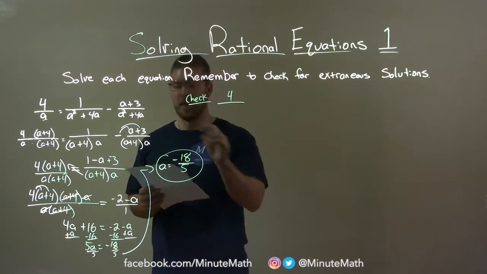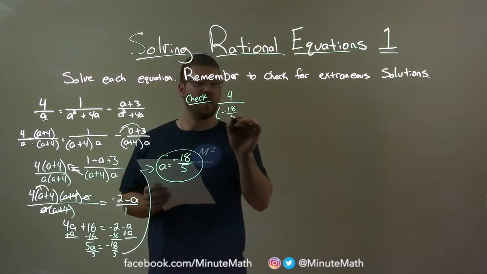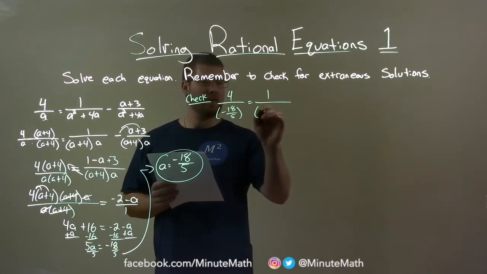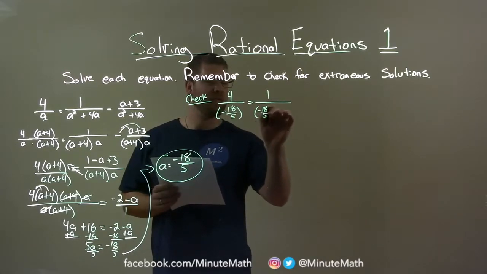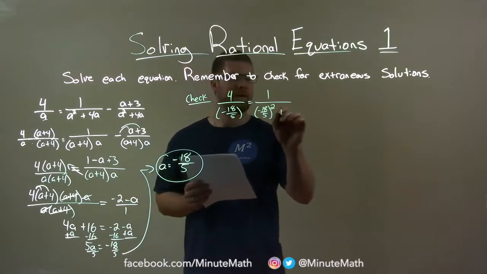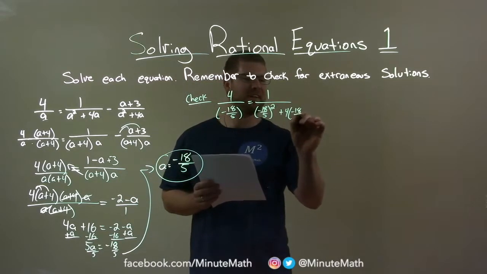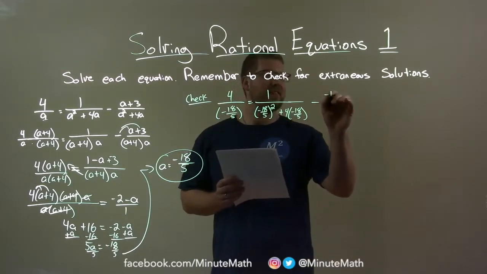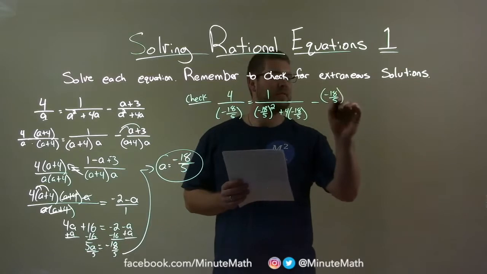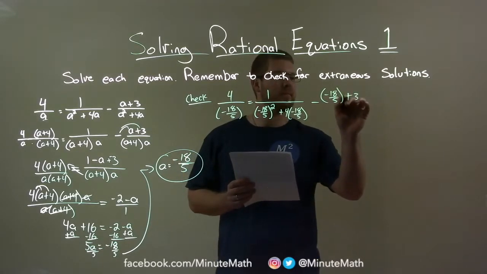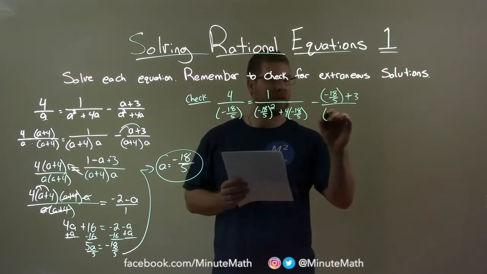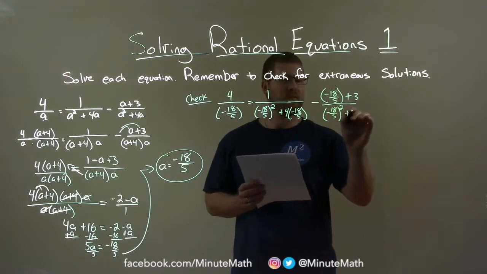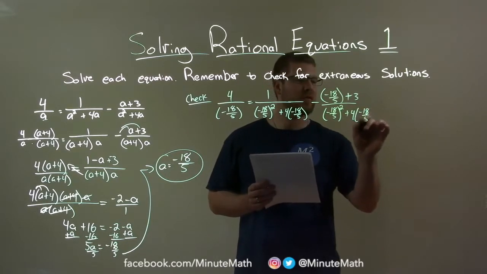4 over a, negative 18 over 5, equals 1 over a squared, so negative 18 over 5 squared, plus 4 times negative 18 over 5, minus a up here, negative 18 over 5, plus 3, over, again, negative 18 over 5 squared, plus 4 times negative 18 over 5.